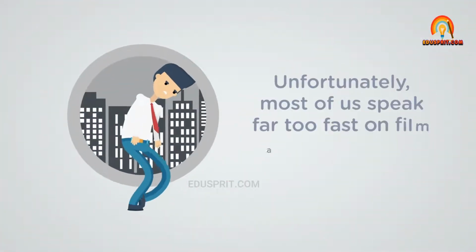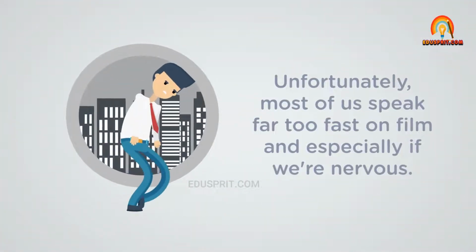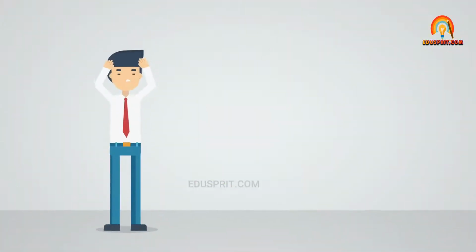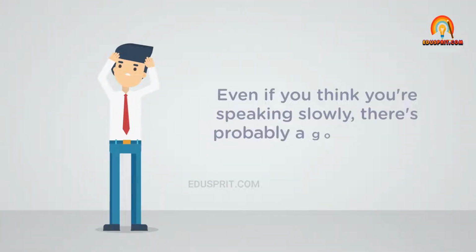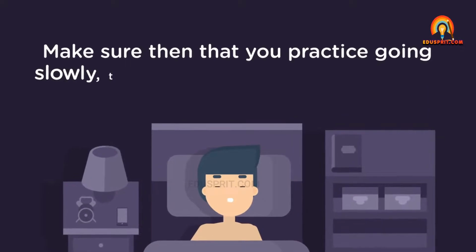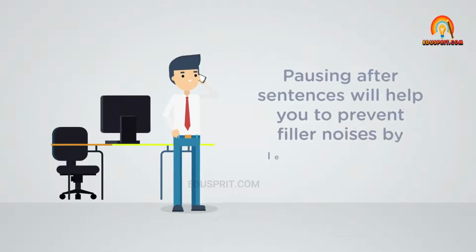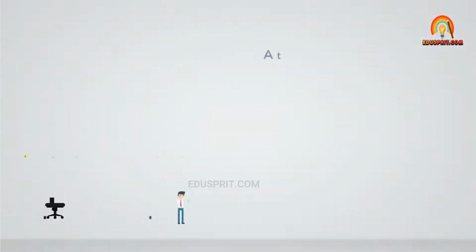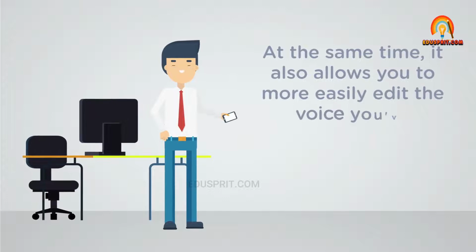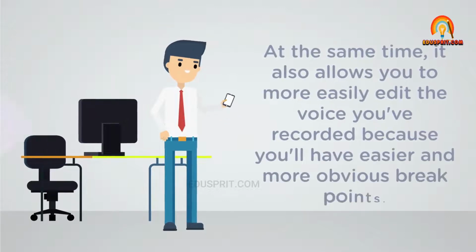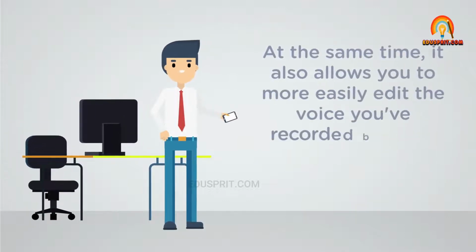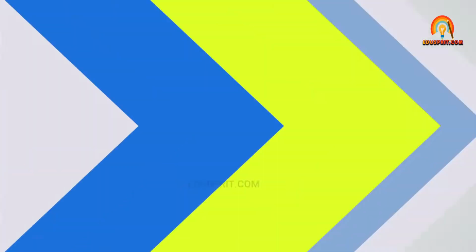Unfortunately, most of us speak far too fast on film, especially if we're nervous. Even if you think you're speaking slowly, there's probably a good chance you aren't. Make sure then that you practice going slowly. Try listening to yourself back, and in particular, pause after sentences. Pausing after sentences will help you to prevent filler noises by letting you catch your breath. At the same time, it also allows you to more easily edit the voice you've recorded because you'll have easier and more obvious break points.